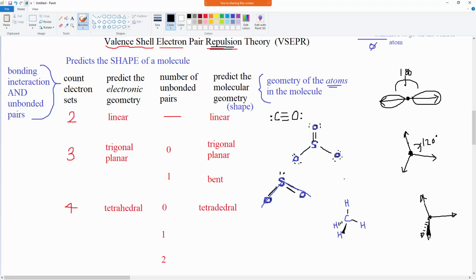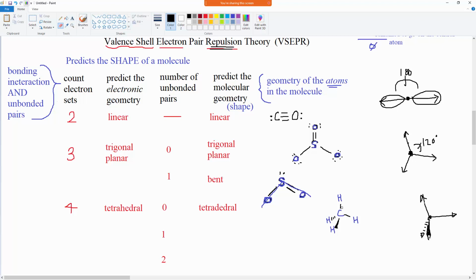I try to teach it to you in this idea of logical progression, right? Number of electron sets gives you this logical electronic geometry, and then based on the number of unbonded pairs, you get this shape. But if it's not as logical to you at the start, you might have to memorize it. I totally get that. And then with continued use, it will start to, quote unquote, make sense. But if you just have to memorize it from the get-go and then move towards that, I get you. That's what I had to do too when I was a student many years ago.